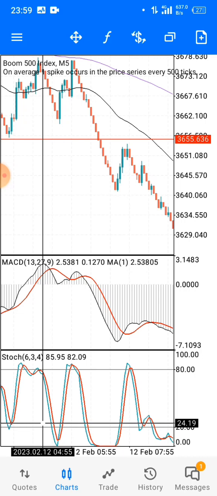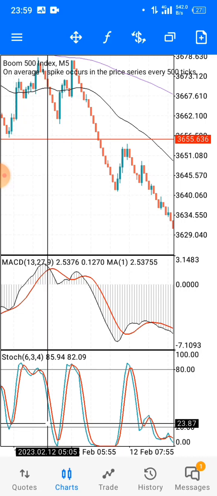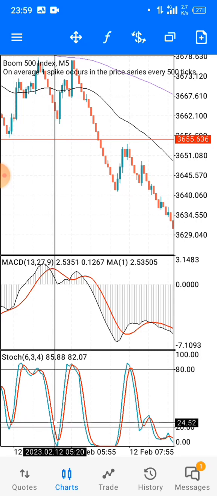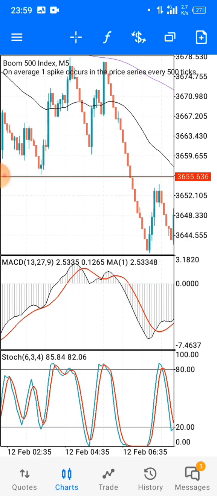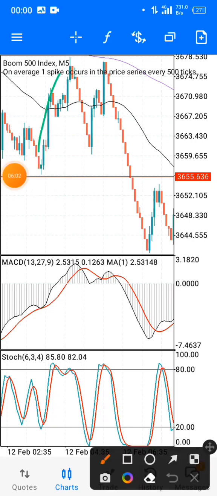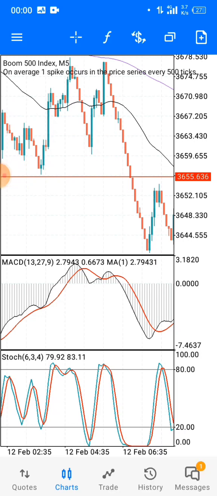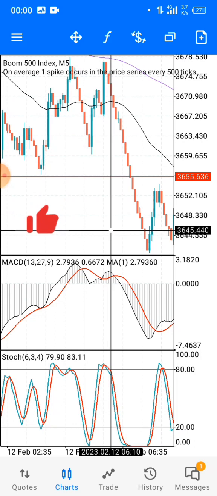So right over here it was 5, 10, 15, 20, almost 25 minutes holding. So then after that it creates an M. If you are not familiar with the impedance, you can ignore the second trade, but for those who know the impedance that I usually talk about for boom crash, you can enter using this strategy.